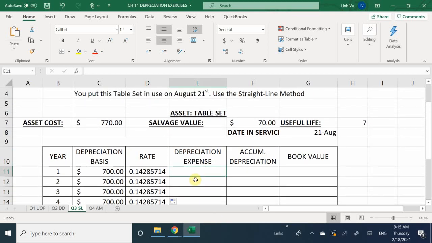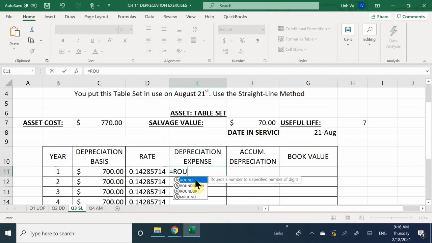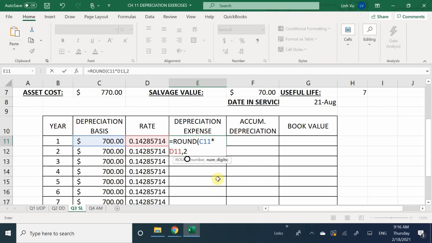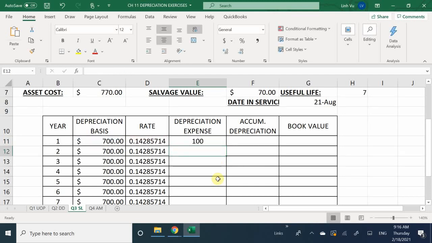Now, let's solve depreciation expense for the first year. So depreciation basis times rate. Equals ROUND of my depreciation basis times rate, comma, 2. What do we get here? I get 99.99, so basically 100.